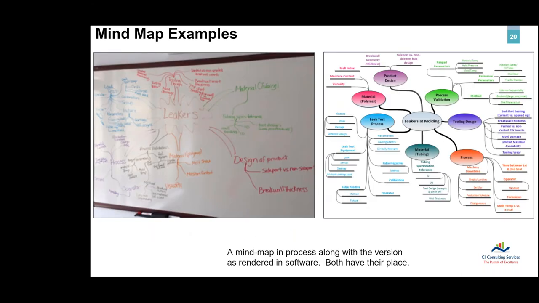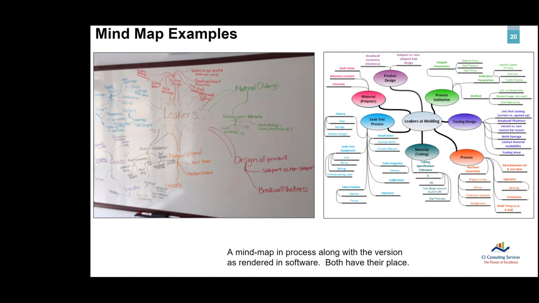Here's another example of a mind map. Okay, in this case, you can see somebody was working on a project looking at why we get leaks coming from molding. All right, so you can see this is actually part of a larger investigation. Why do we get leaks? Well, you get leaks for lots of reasons. In this case, this project was focused strictly on the leaks that occur during the molding part of the overall process. So you can see on the left, the one that was done on the board, it's nice and colorful.